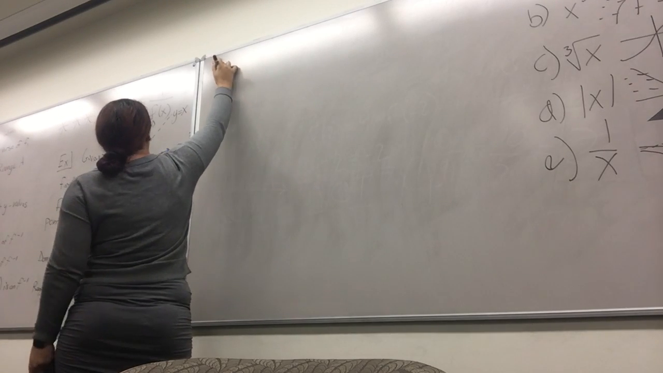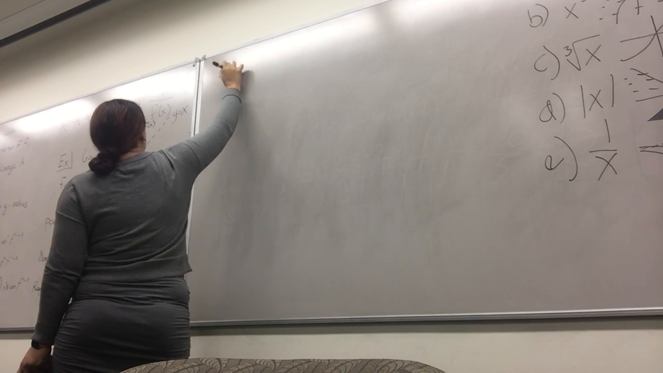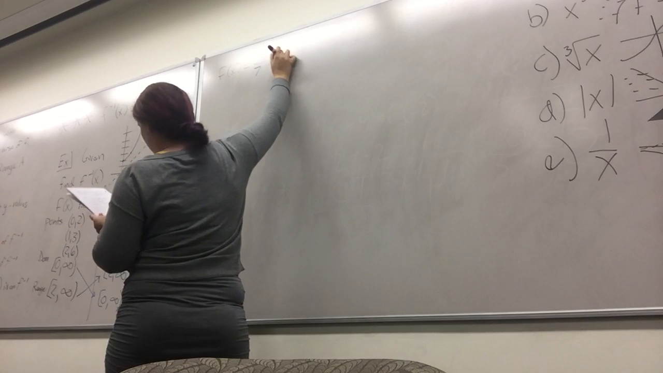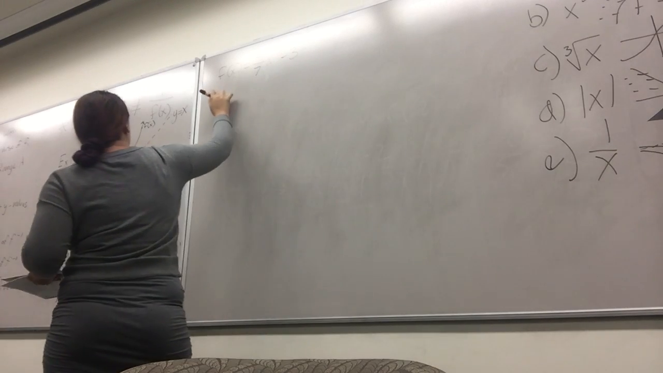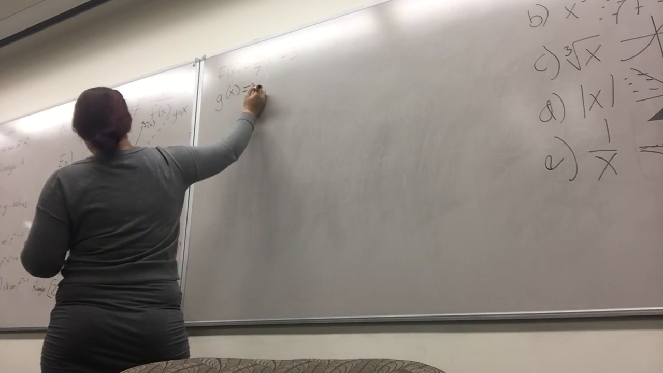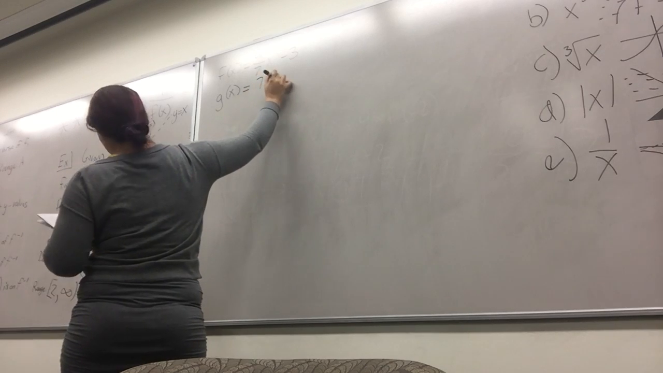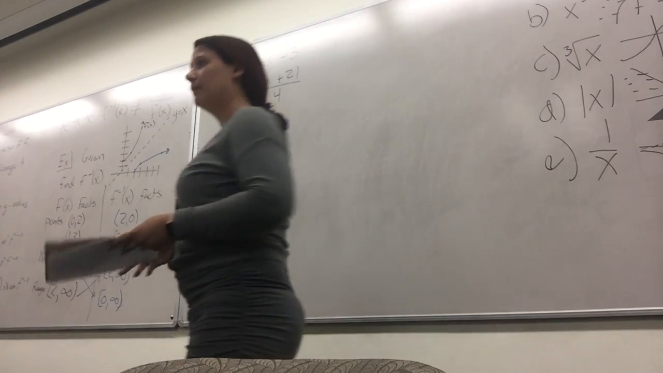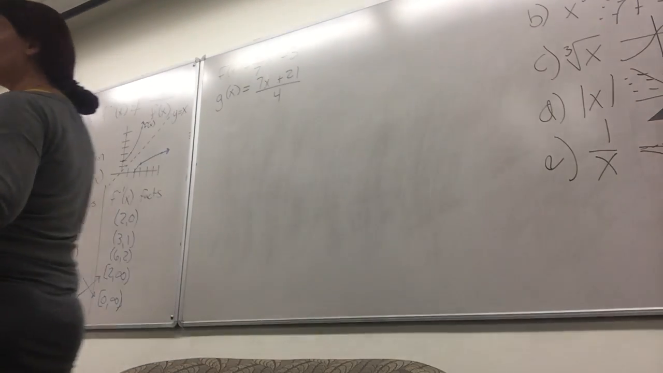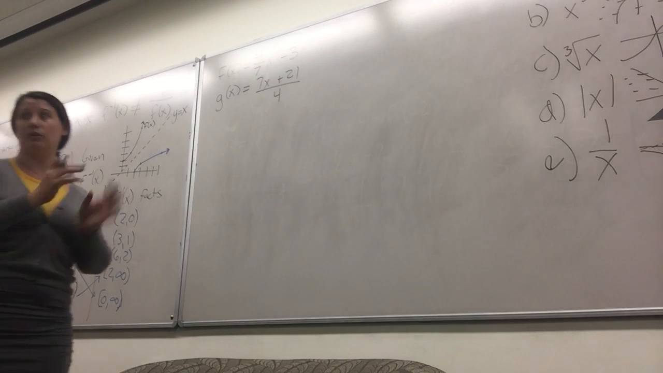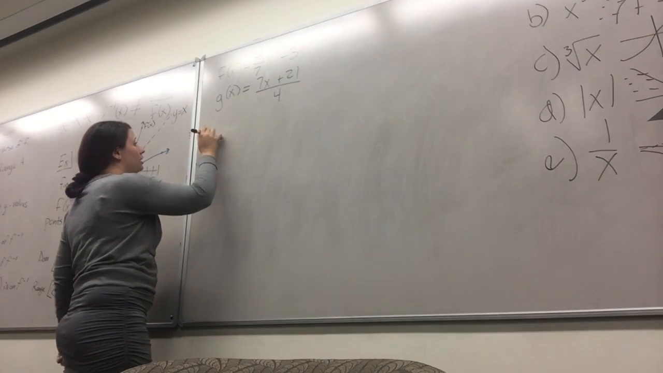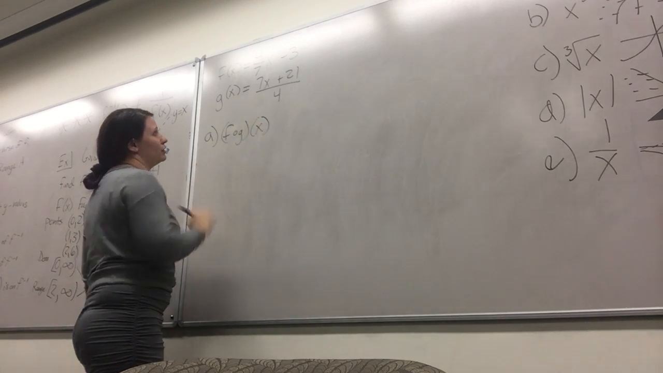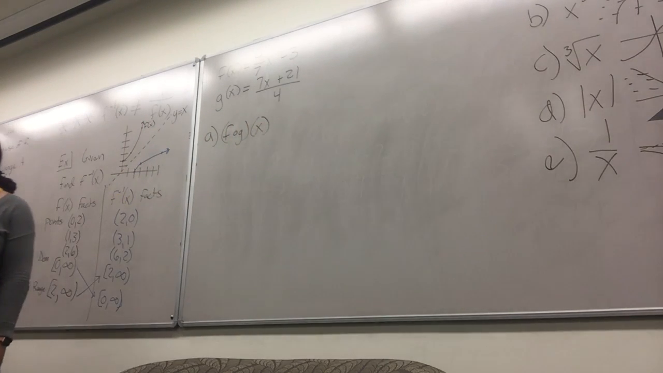So, if we have f of x equals 4/7 x minus 3, and we have g of x equals 7x plus 21 over 4. We want to find both g of f and f of g. So we're going to compose them both ways. So let's find f of g of x first. Okay?